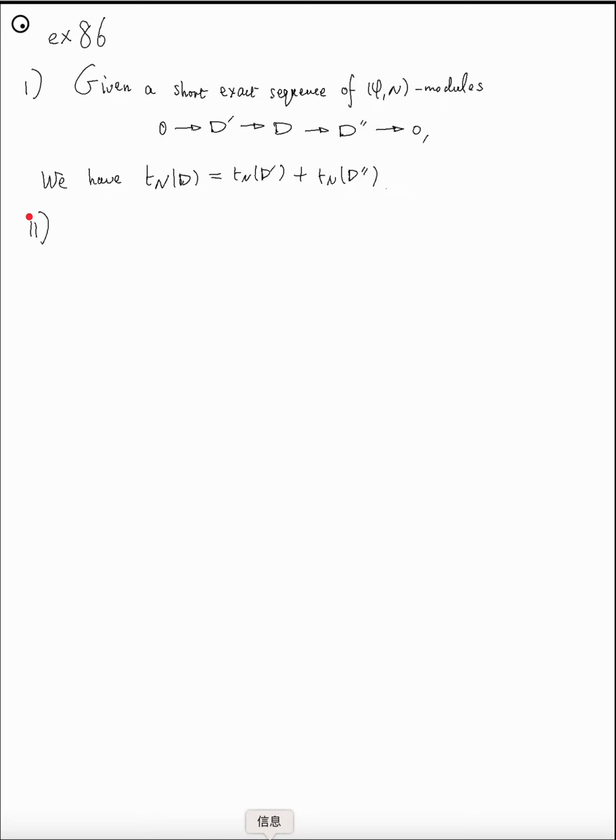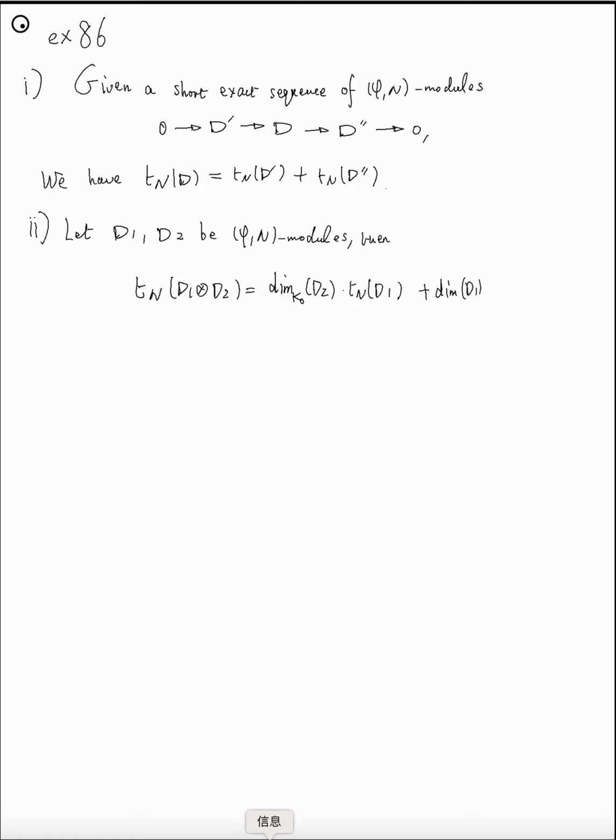Secondly, prove that for given D1, D2 Fourier modules, then the Newton number of the tensor product of Fourier modules (we have defined what this tensor product of Fourier modules is, again as a Fourier module) equals the dimension of D2 times the Newton number of D1 plus the dimension of D1 times the Newton number of D2.